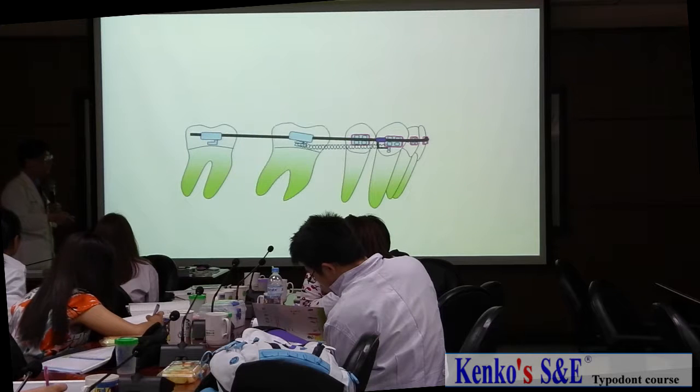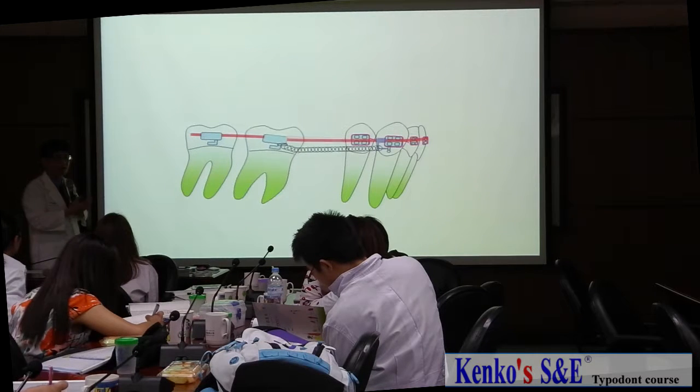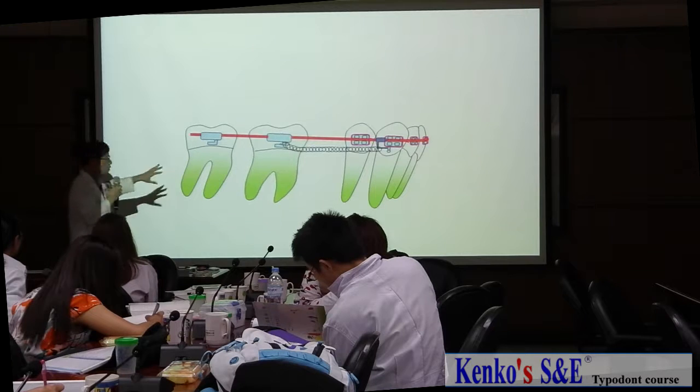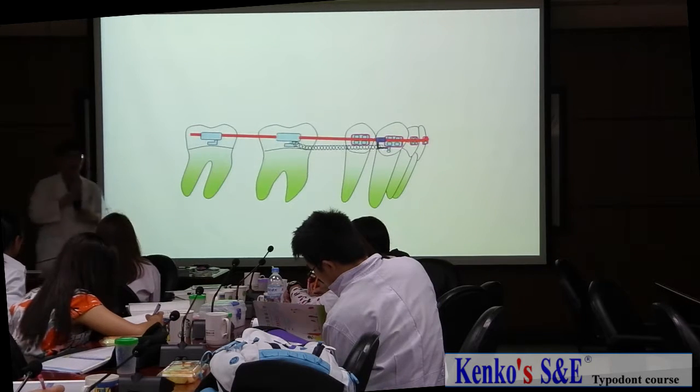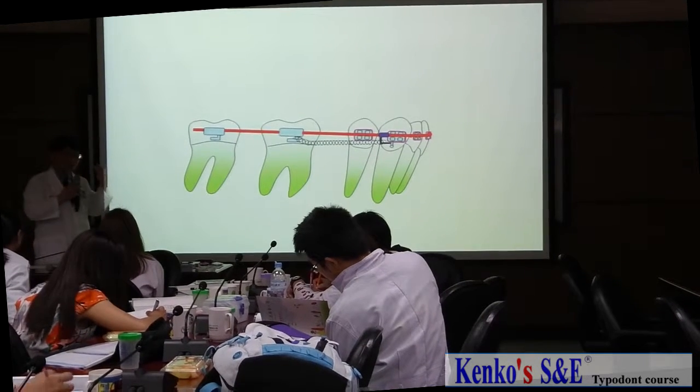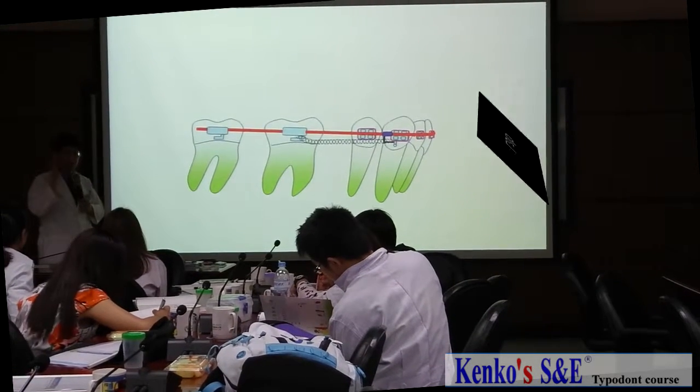Therefore, this is the reason why we suggest that you use the round wire, the archwire, because it will upright the root very successfully, and it will go this way. And therefore, in our lecture later, I will show you another.